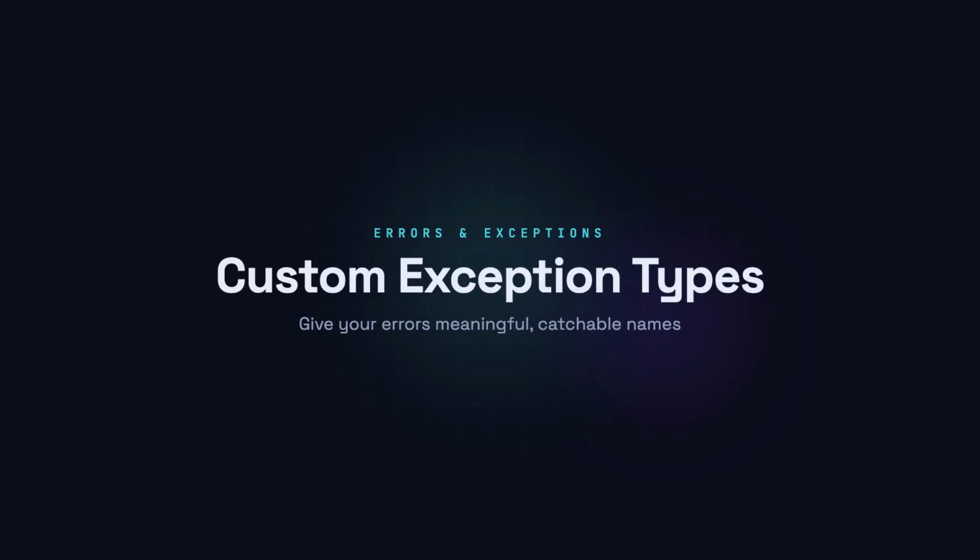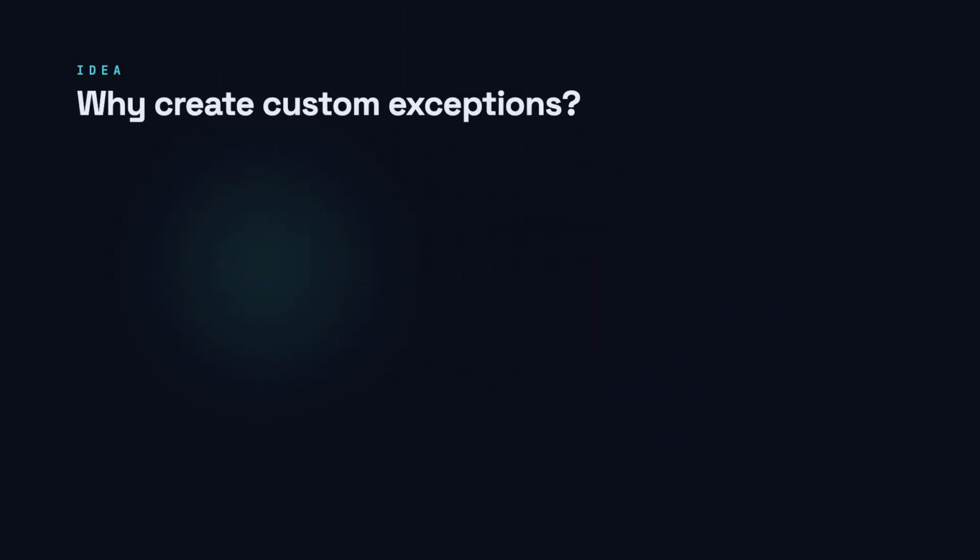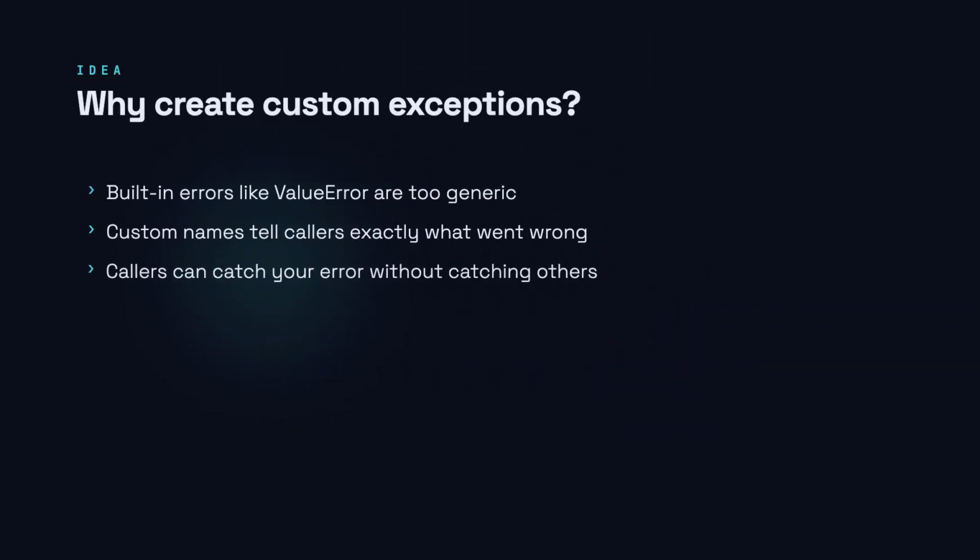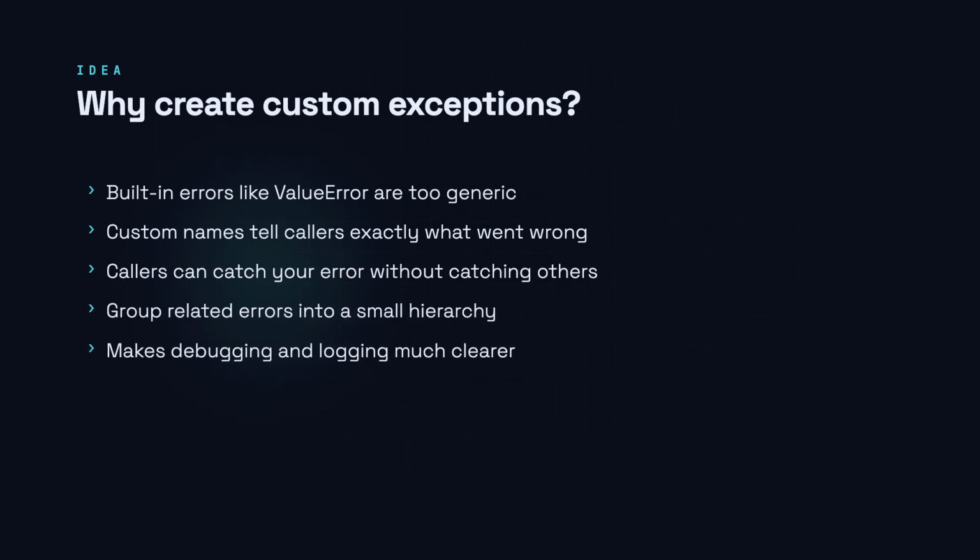In this video, we will learn how to create our very own exception types in Python so that the errors your code raises are clear, specific, and easy to handle. Python gives us general errors like ValueError, but when you build a library or app, those names tell callers very little. Custom exceptions give each failure a precise, meaningful name.